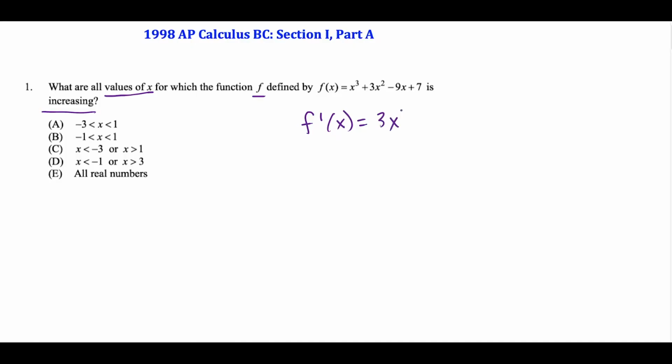So we're using the power rule. We have 3x squared plus 6x minus 9. And now we want to set the derivative equal to 0. So we're looking for when is 3x squared plus 6x minus 9 equal to 0.